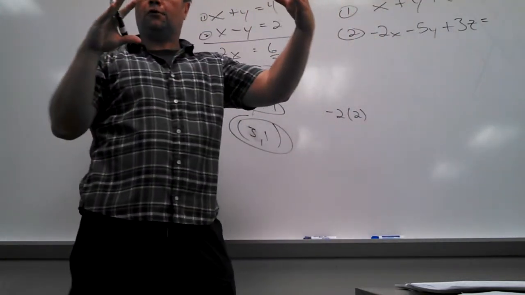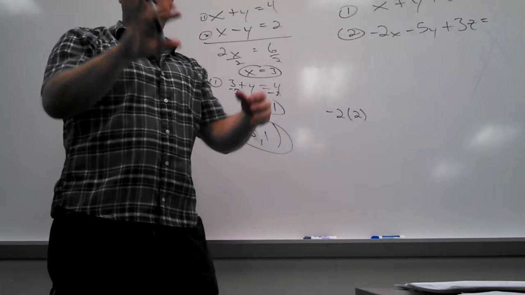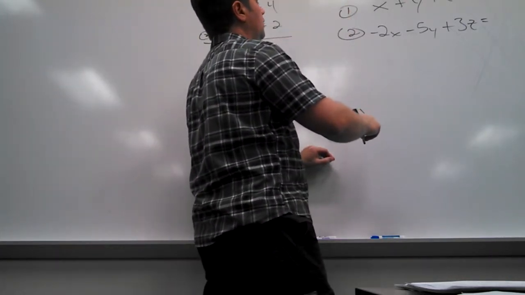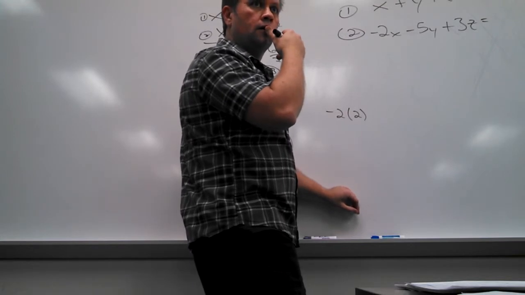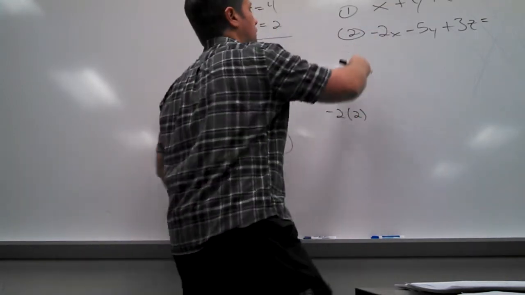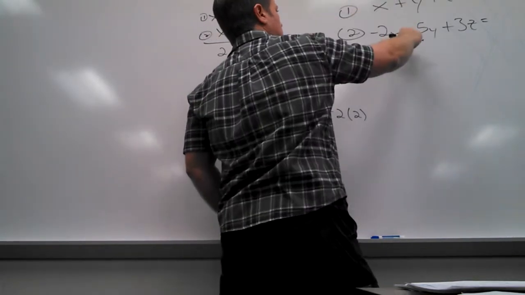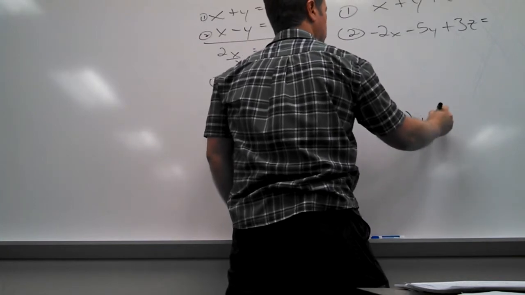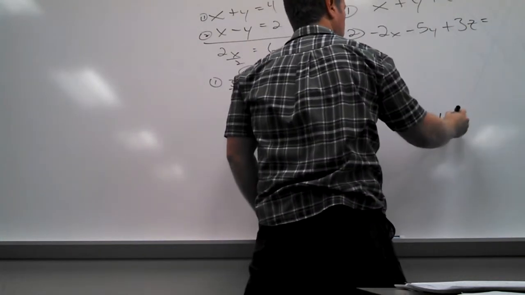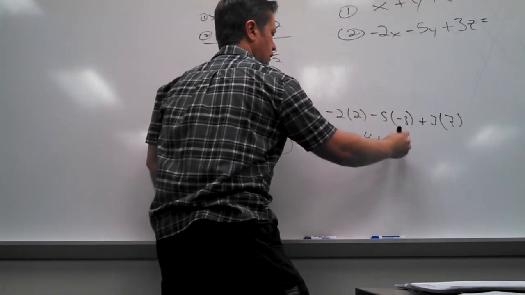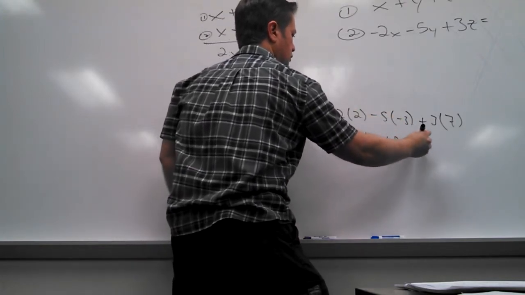It's always alphabetical order unless they tell me otherwise, right? There's that one problem in the homework you have to be careful of. Should be 2 at the very end. But I don't know. Let's find out. So negative 2 times 2 minus 5 times negative 3 plus 3 times 7. So what's this? It'll be negative 4, plus 15, plus 21.